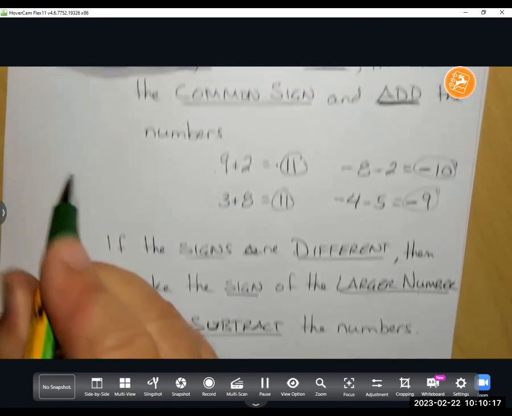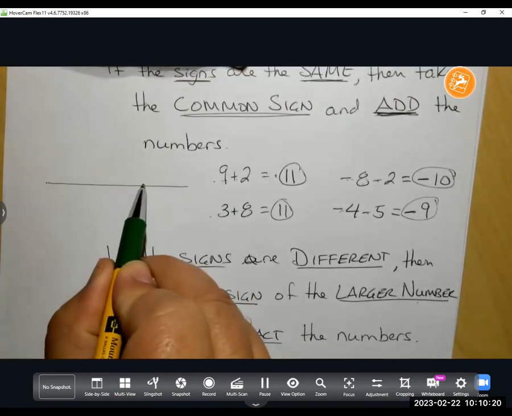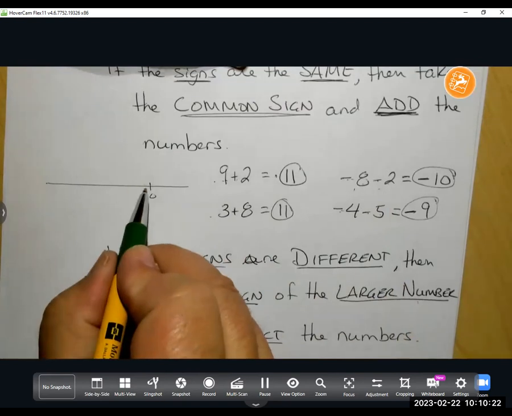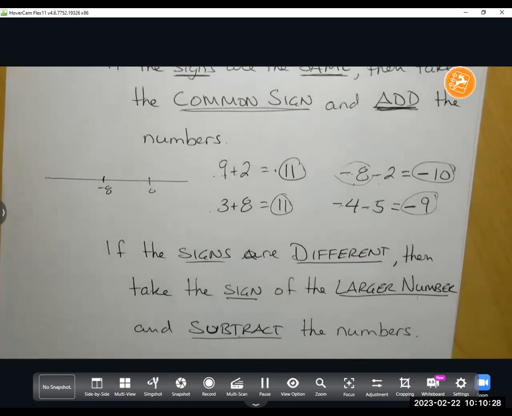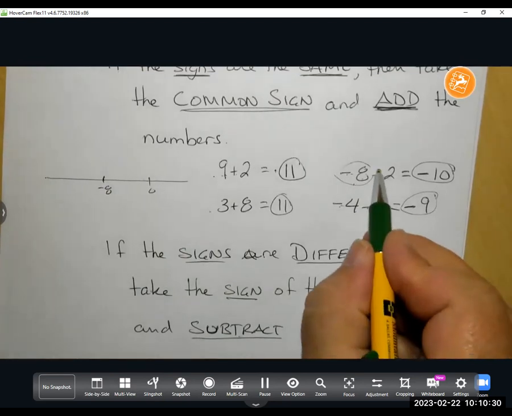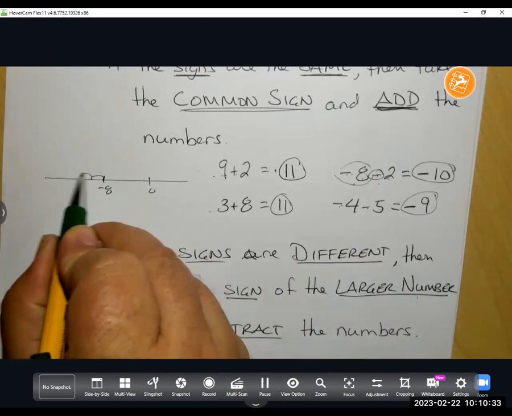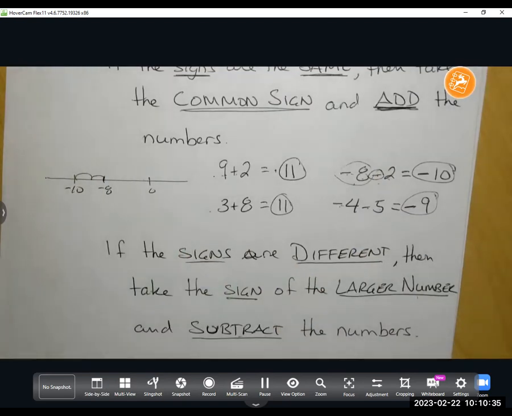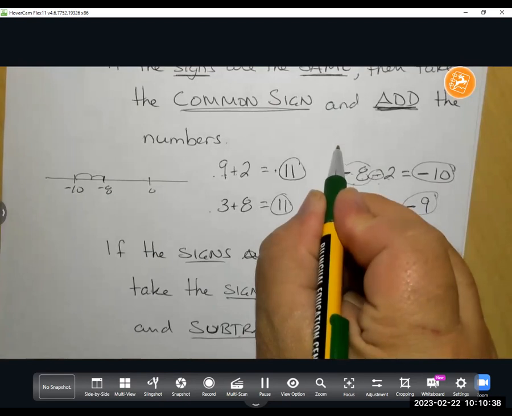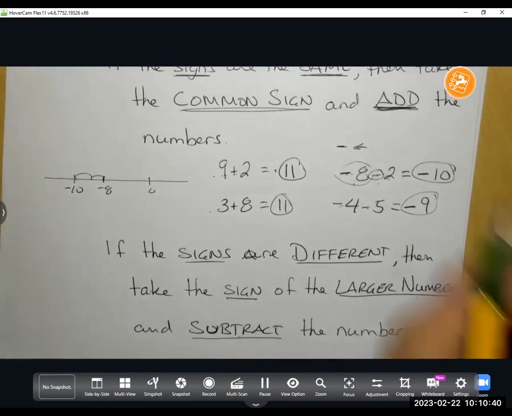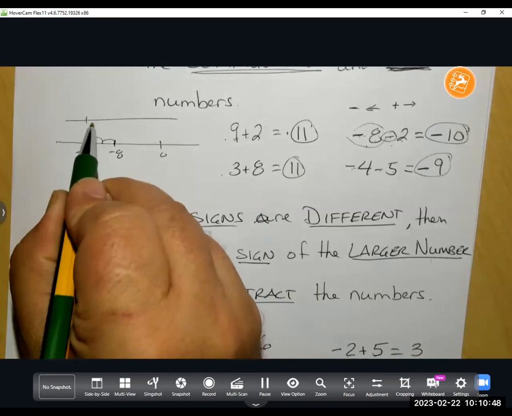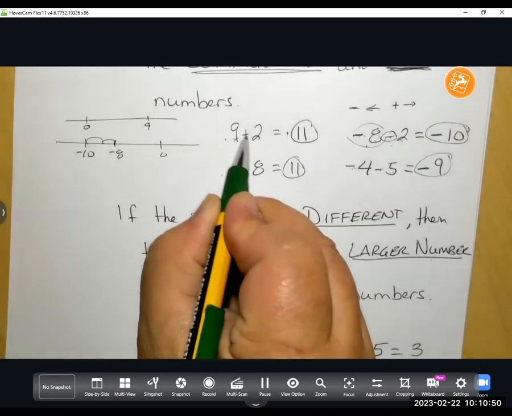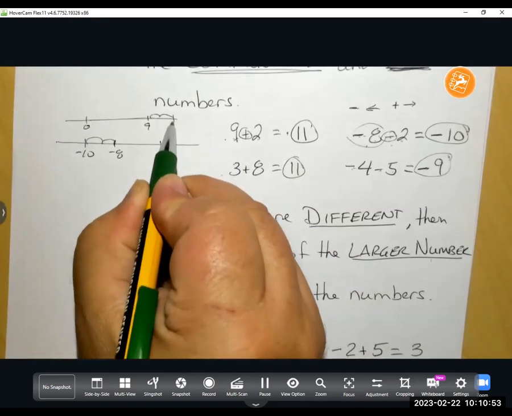Now, if you look at the whole thing on a number line, -8, -2. The first one says I go to the left 8 spaces. Then I keep on going left 2 more spaces. So negative says go left, positive means go right. 9 plus 2: I start at 0, I go over to 9 and 2 more.